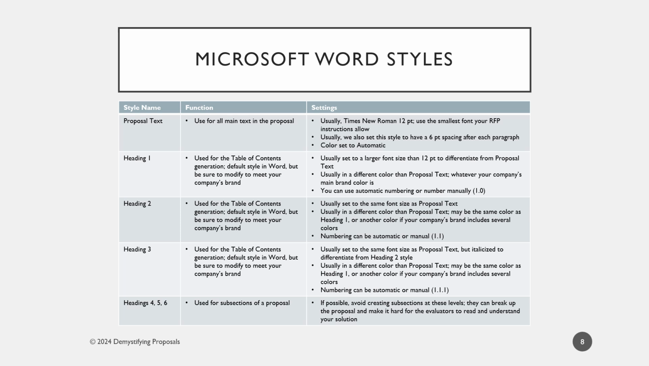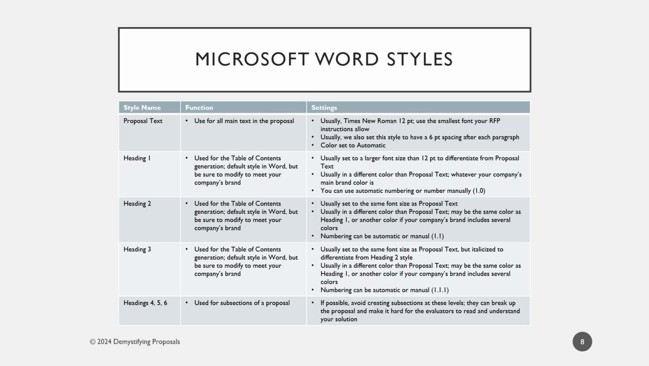Heading 2 and heading 3 are basically the same. So you can set automatic numbering on these, or you cannot set automatic numbering, depends on your personal preference. But these are ways that you can, again, make it so that your proposal will be consistent once it's formatted by using the styles.